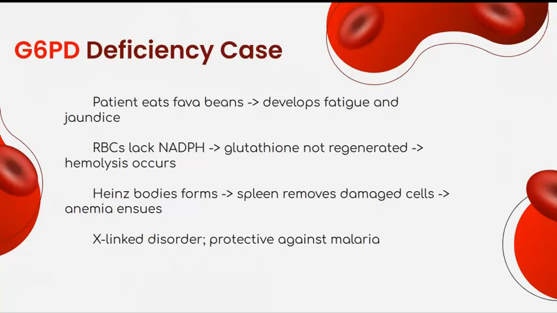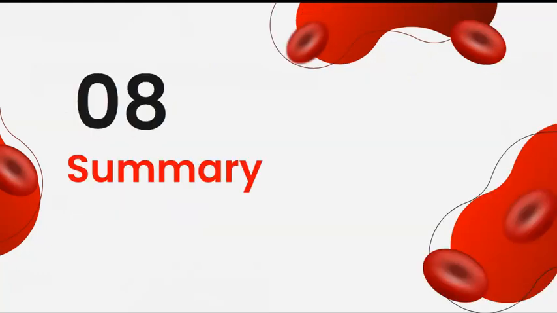Clinically, this shows up as sudden fatigue, jaundice, and dark urine. Interestingly, the genetic trait persists because of its partial protection against malaria. Now to summary and takeaways.